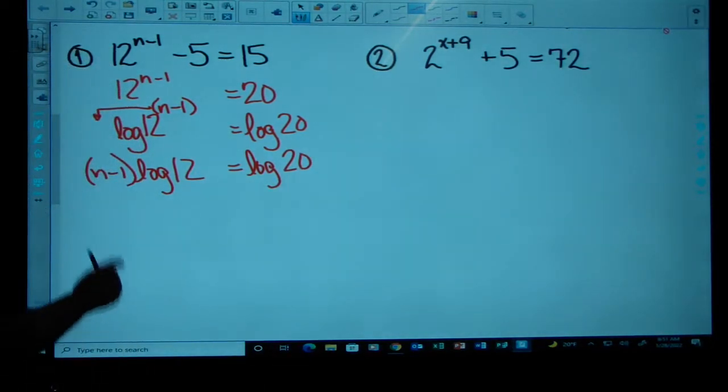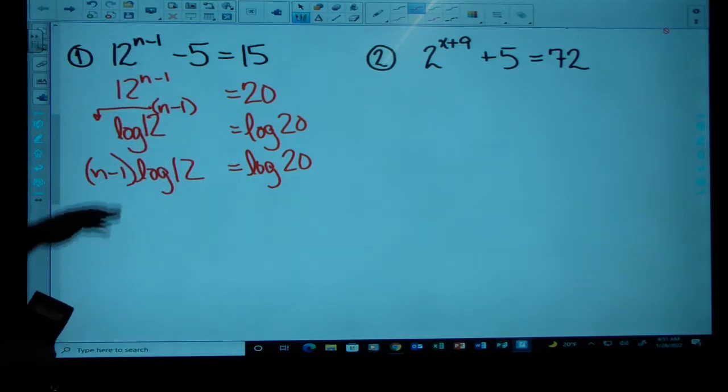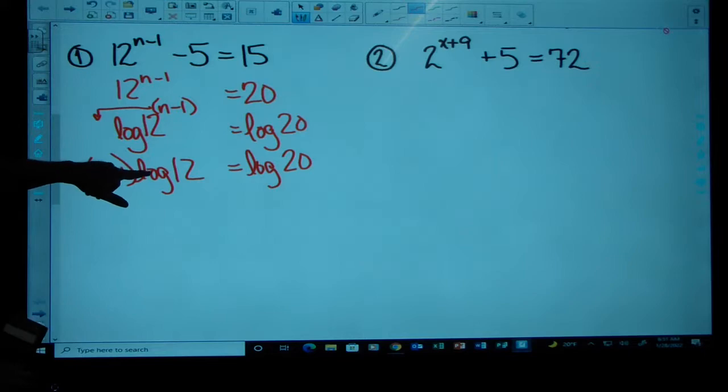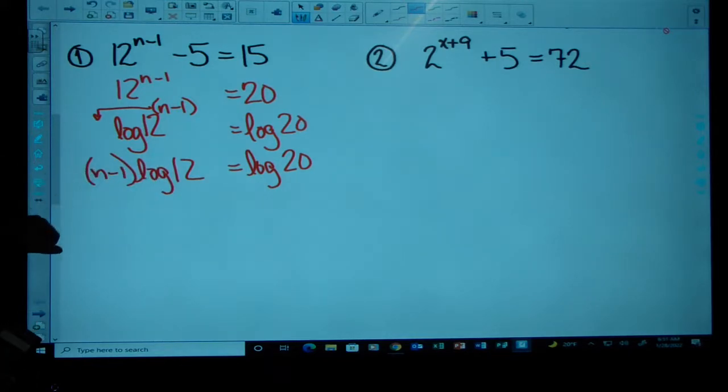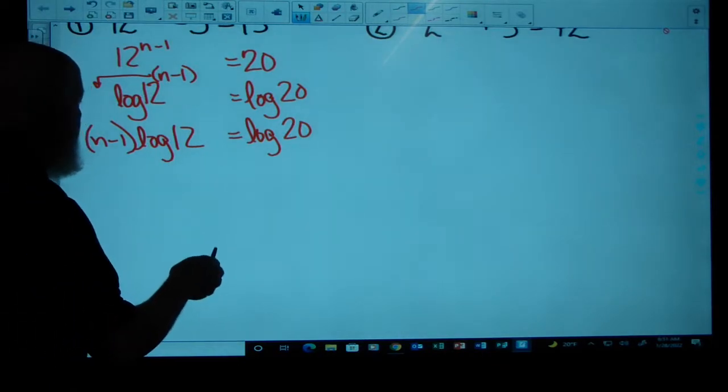Okay, now I'm trying to get n by itself. Now it's no longer in the exponent, so this isn't a horrible looking equation anymore. All I have to do is divide both sides by log 12. That'll get n minus 1 by itself. Then add 1 to both sides. So I'm almost finished solving this equation. And then we'll round it to the nearest, I think, 10,000. That's the 4th decimal place.